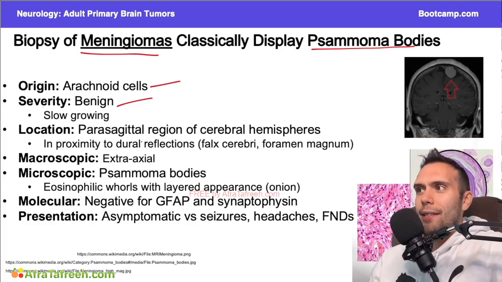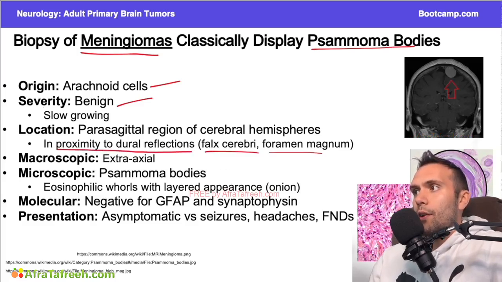With meningiomas, it's kind of the same thing. They could be in a few different regions. They're usually in proximity to dural reflections, like the foramen magnum, the falx cerebri. These are very classic areas, but the big area to remember, the number one area, is the parasagittal region. And that's usually going to be right up in this region.